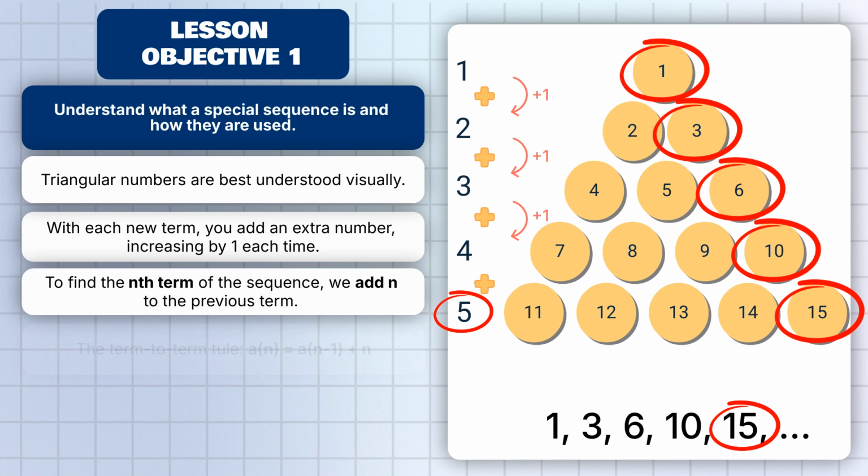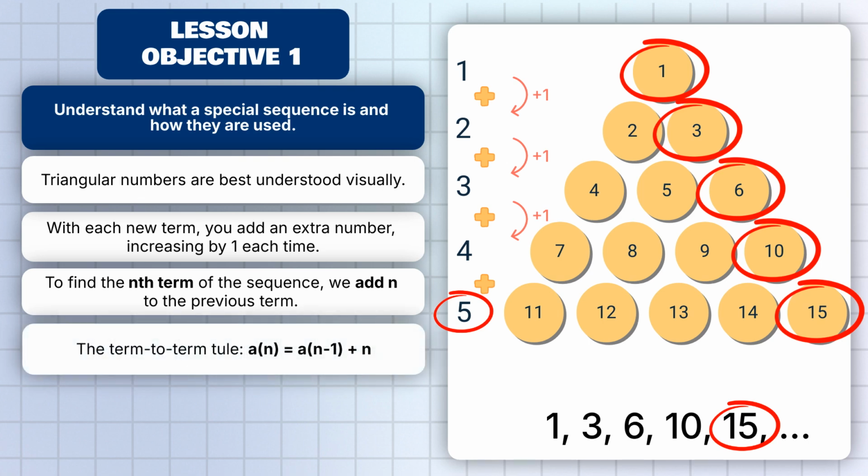Algebraically, this is the term-to-term rule: the nth term is equal to a multiplied by n minus 1, plus n. Interestingly, this sequence is actually a quadratic sequence. Try to see if you can work out the formula for the nth term yourself.